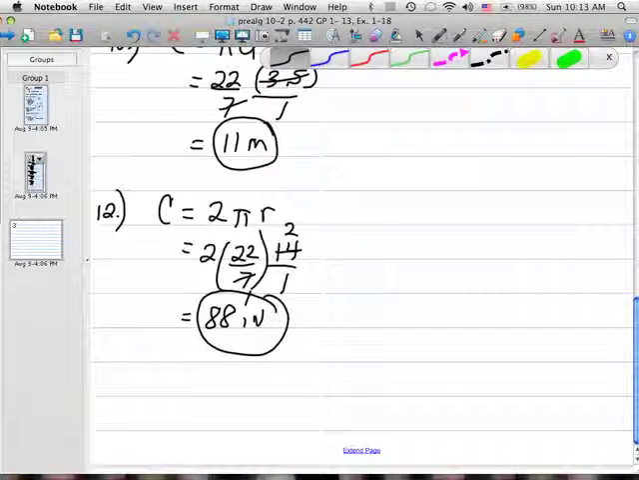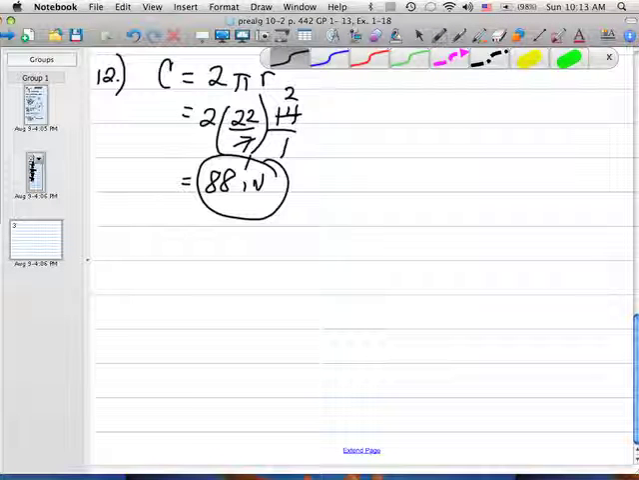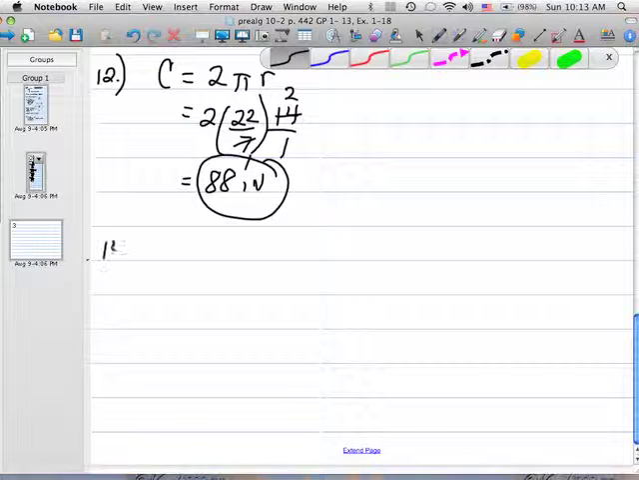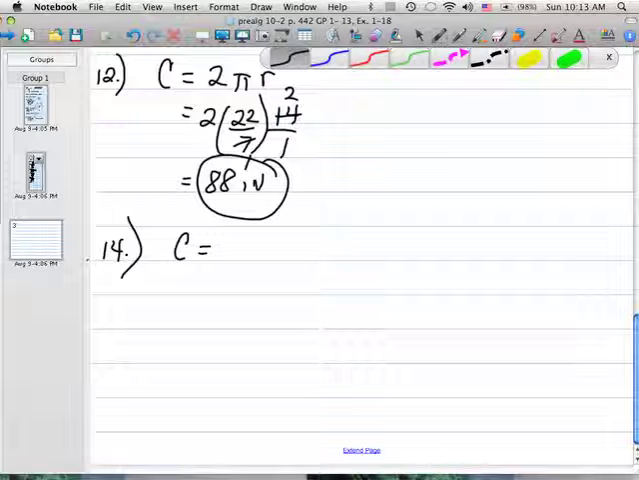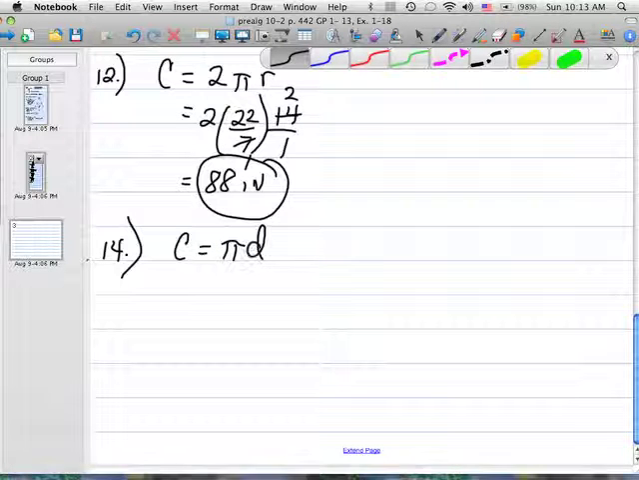In 13 through 16, find the radius and the diameter. So there are 2 parts to these problems, so find the diameter and the radius. So number 14, we have a circumference of 33. So we can find the diameter first. So 33 is the circumference.